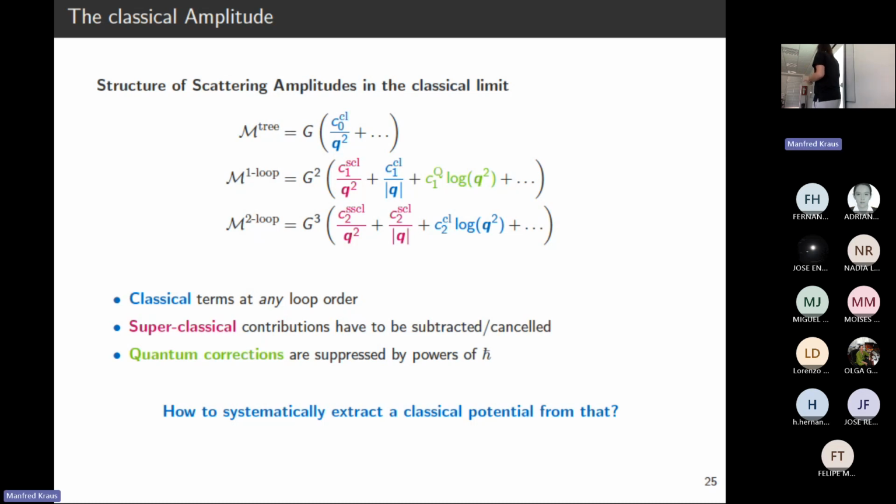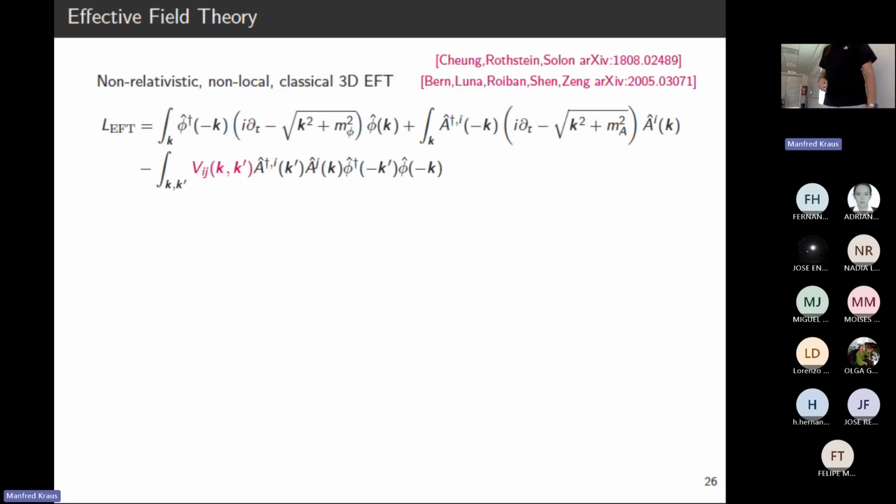And it turns out that these things are well understood. I don't want to call them unphysical, but they are just iterations of lower-order things that you already know. So the question is, how do you extract all of this systematically? And typically, if you want to get the Hamiltonian, what you do is a similar calculation, but in an effective field theory, where you only take the degrees of freedom that you actually want. So we have a non-relativistic, non-local, classical, three-dimensional effective field theory.